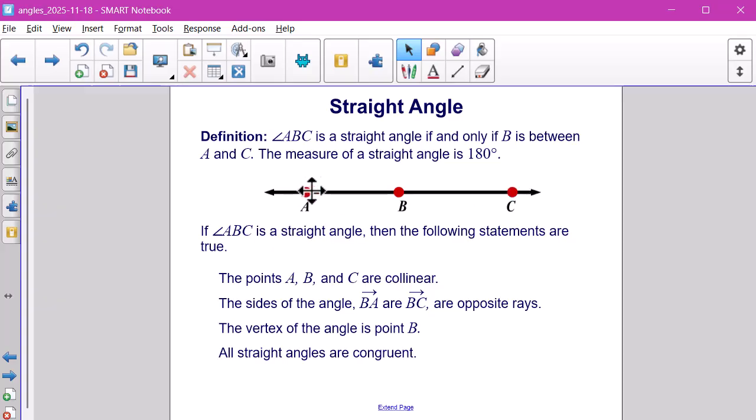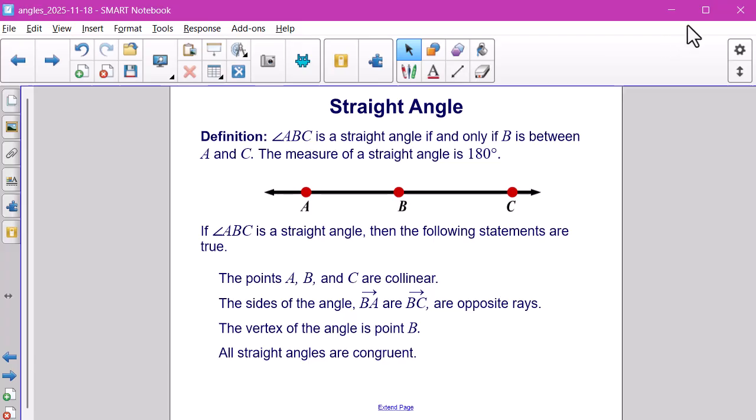So if angle ABC is a straight angle, the following statements are true. Points A, B, and C are collinear. The sides of the angle, ray BA and ray BC, are opposite rays. The vertex of the angle is point B, and all straight angles are congruent, since their measures are always the same, 180 degrees.